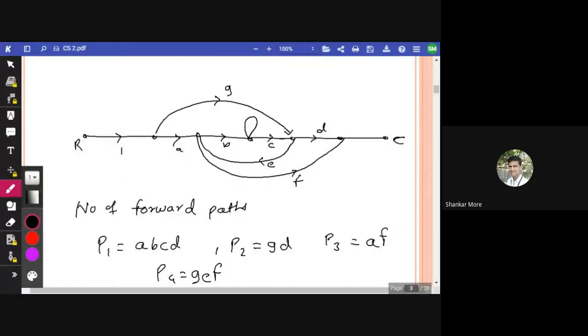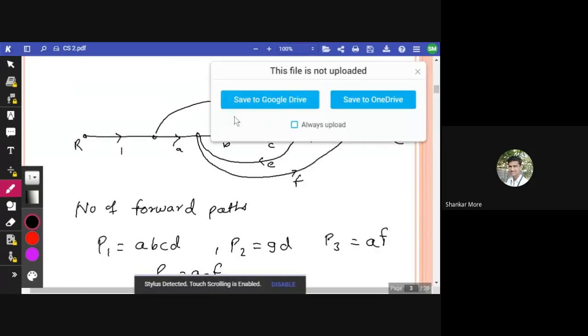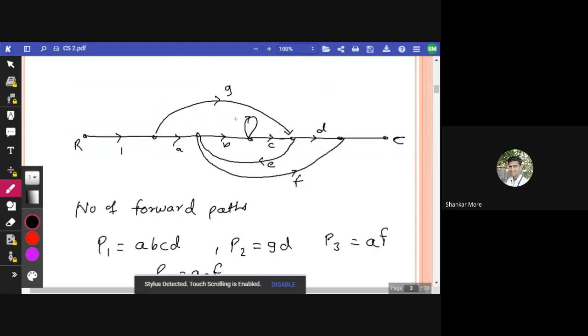Right. So guys, we have found out forward paths. Now try finding out loops. So what I was talking about, this should be named as H. Okay, is named as H. So find out the loops. How many loops are there? Very easy. Find out.